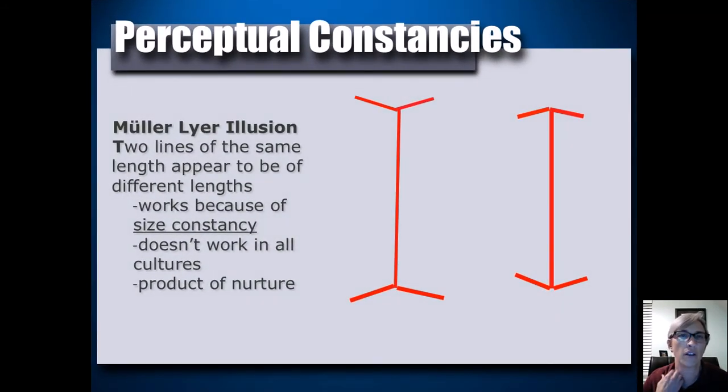Now here are some other illusions that happen in our environment pretty frequently. The Mueller-Lyer illusion is when two lines appear different in length. They are the same length, but they look as though they are different lengths. There, the lines in the middle are the same length, but because of size constancy, they look different to us.